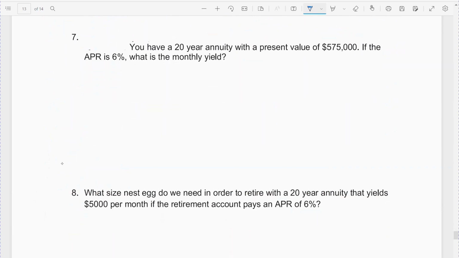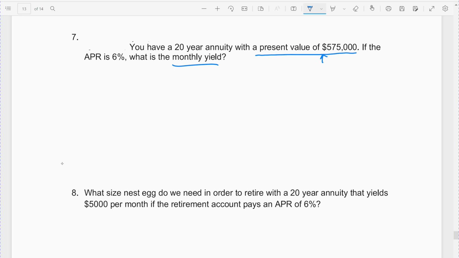Alright, you have a 20-year annuity with a present value of $575,000 if the APR is 6%. What is the monthly yield? All right, so this one's worded a little differently, and I believe there's ones that are worded kind of like this in your homework. And so this is how much you have now, right? Monthly yield is what you want to pull out of it.